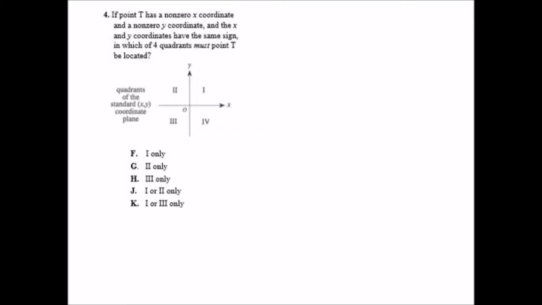Well, over in this quadrant over here, we've got positive x's and positive y's. And here we've got positive x's but negative y's. And here we have negative x's and negative y's. And here we have negative x's but positive y's. So the places where they're the same are quadrant 1 and quadrant 3. The correct answer is K.